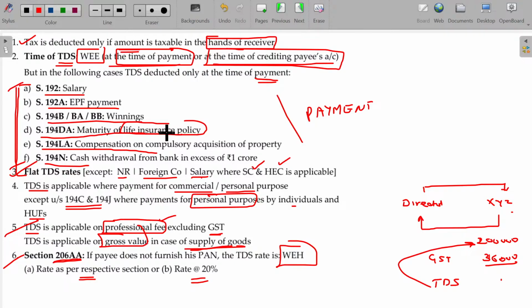That's why you can keep the idea. Salary, EPF, winning, insurance policy maturity value, compulsory acquisition compensation, cash withdrawal. In these cases, TDS will be deposited only at the time of payment, and in all other cases, deduction or credit, whichever is earlier, will be taken. In most cases, the rate will be as per the rate specified in the section itself. But if the PAN is absent, then usually 20% will be considered; between these two, whichever is higher will be taken. Here or there, I may use 20% also, so that you can link here directly.